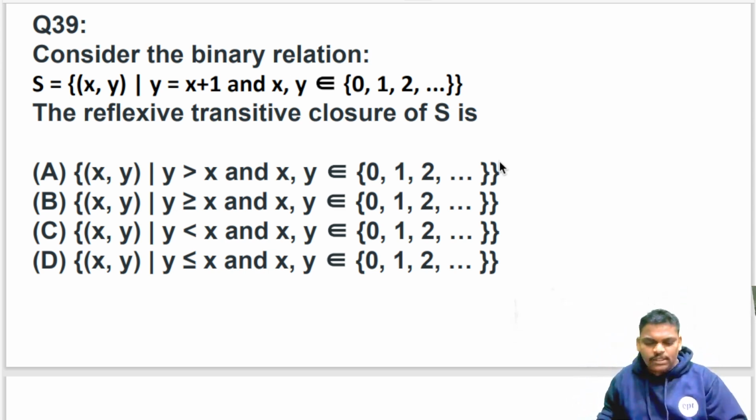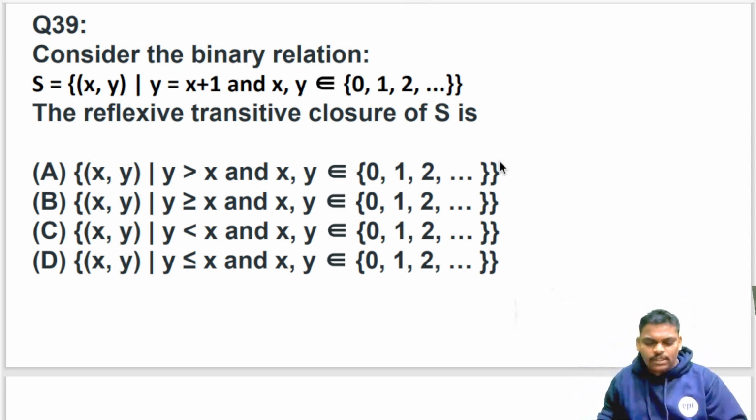I think I have to add (0, 0), I have to add (1, 1), I have to add (2, 2). Then only it will become reflexive. So the minimal reflexive relation including S is known as the reflexive closure. So the reflexive closure of S I calculated. In a similar way, the transitive closure of S also let me calculate.